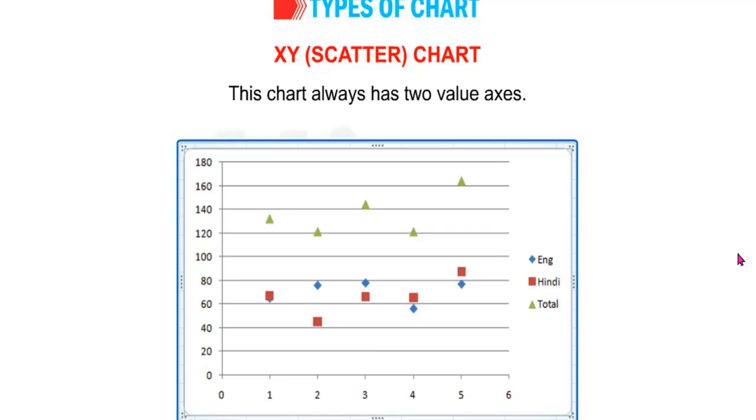Next one is XY chart. XY chart is also called scatter chart, scattering here and there. This chart always has two value axes. One set of numerical data is displayed along the horizontal axis, that is the x-axis, and another set is represented by the vertical y-axis. The person 1, 2, 3, 4, 5, and here it is the value. It is a little difficult to understand.